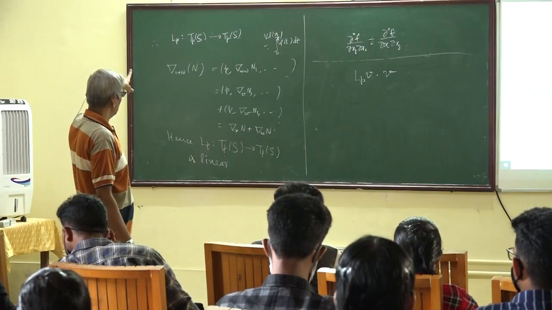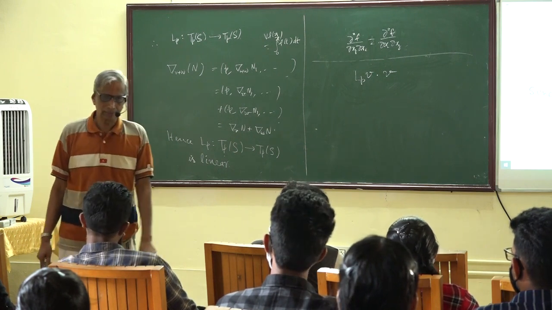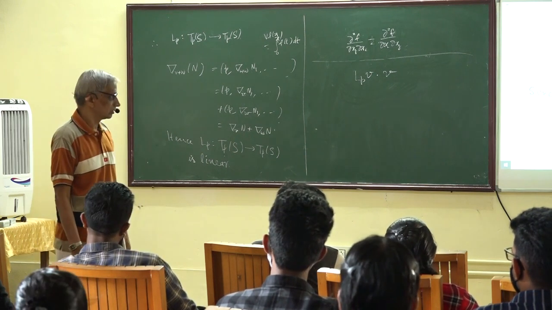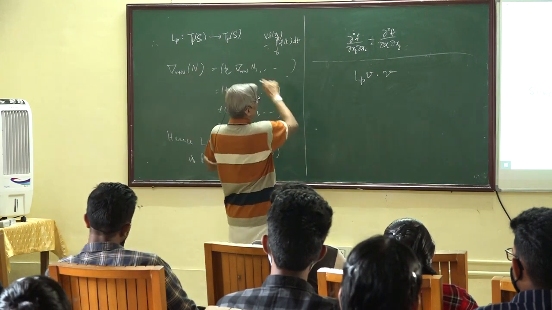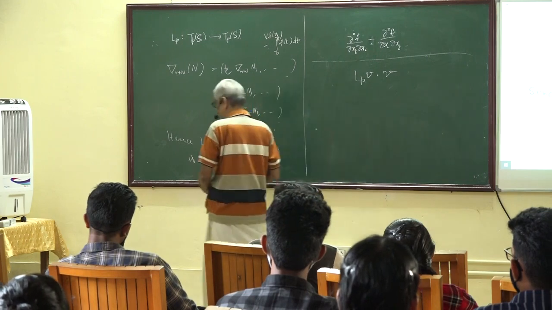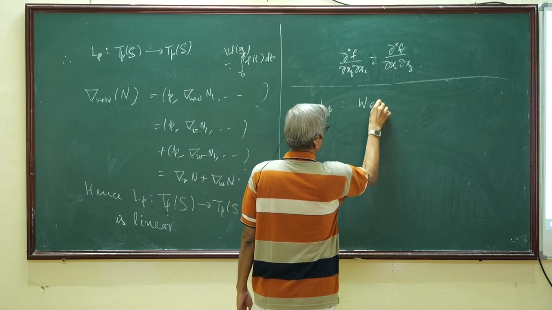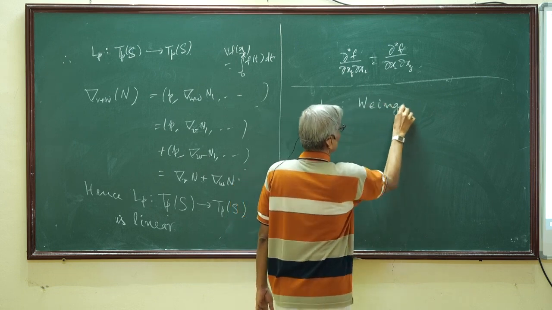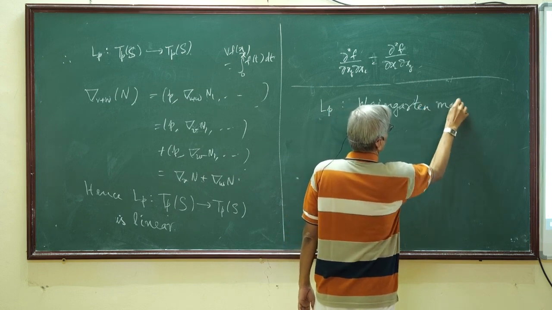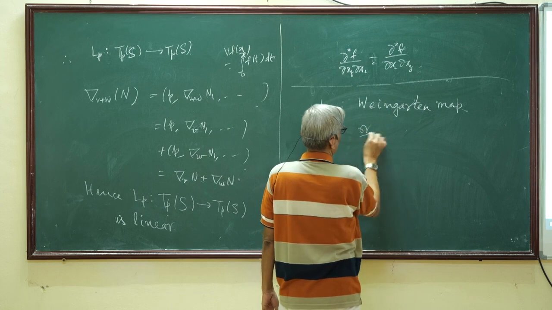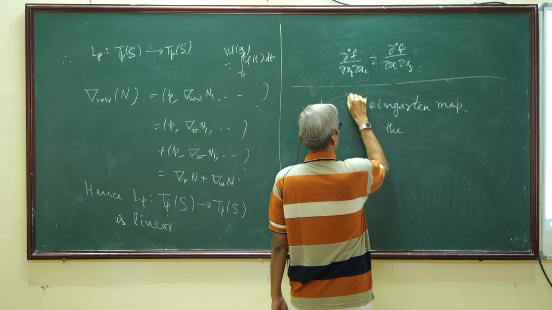So this operator LP is the Weingarten operator or Weingarten map, as it's called. I haven't mentioned this title before. Okay, so we'll come to this in a moment. This is called the shape operator, of course.